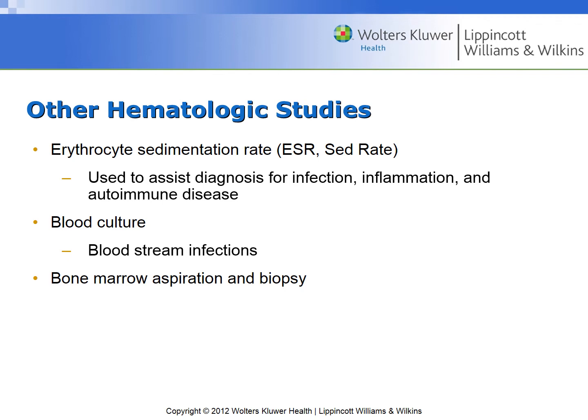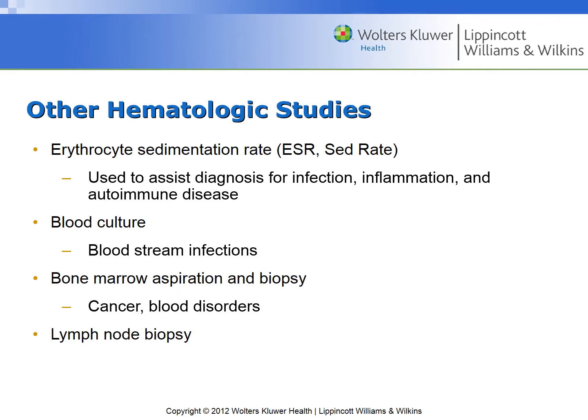Bone marrow aspiration and biopsy. These are all for hematology, by the way. So bone marrow. Why are we concerned about bone marrow? Because blood is created in the marrow from stem cells in the bone marrow. So we'd be looking for cancer or other blood disorders, or the causes for these blood disorders.